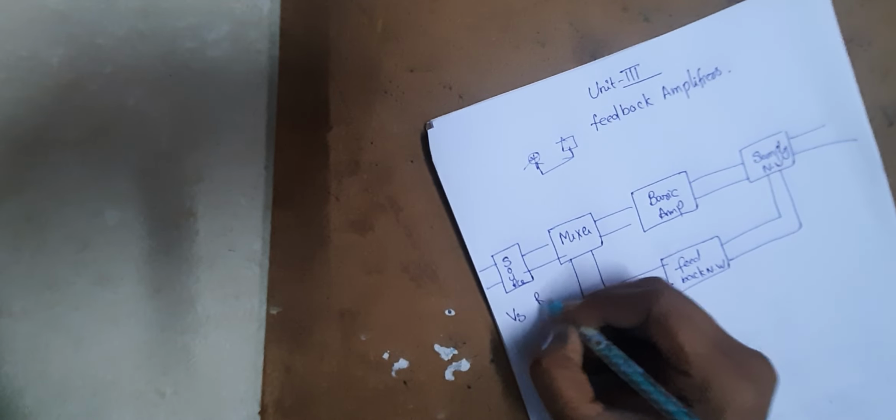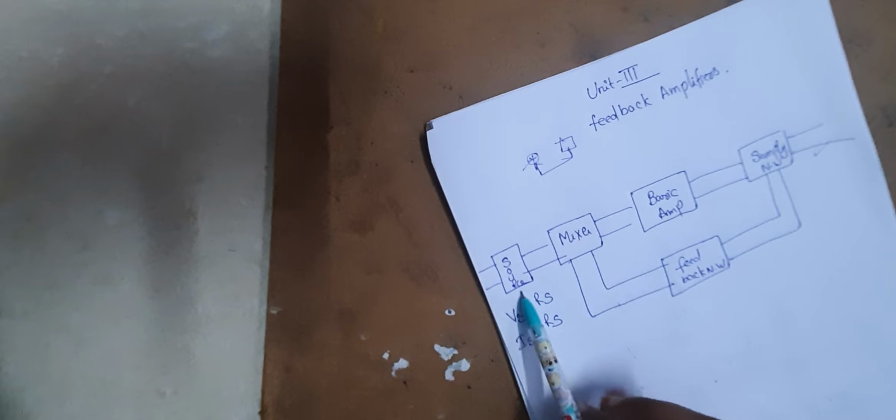The signal source means the input should be either a voltage or current signal. If it is a voltage signal, it is in series with RS. If it is a current signal, it is in parallel with RS. Coming to the amplifier section, it is the basic CE amplifier used to give the proper output signal.